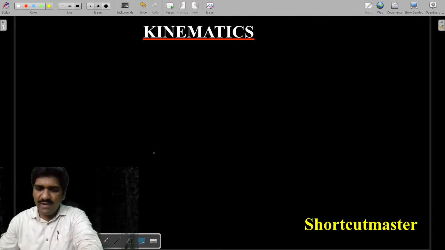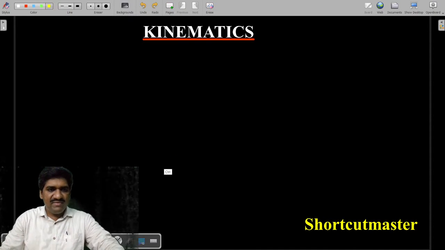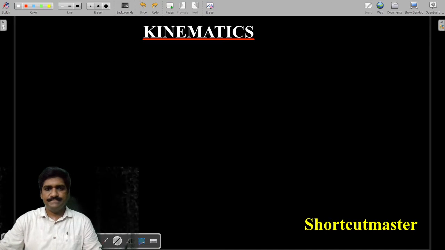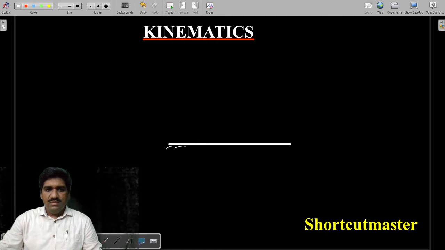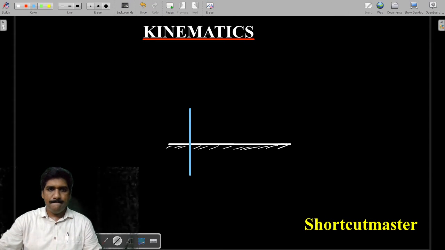Have some patience. First of all, I have the ground level like this. So this is the ground level we have. I am projecting the body in the vertically upward direction, with a velocity of u meters per second. Initial velocity is u meters per second.